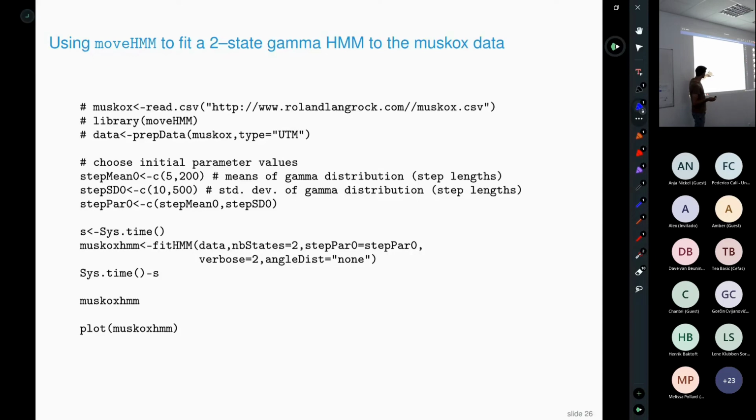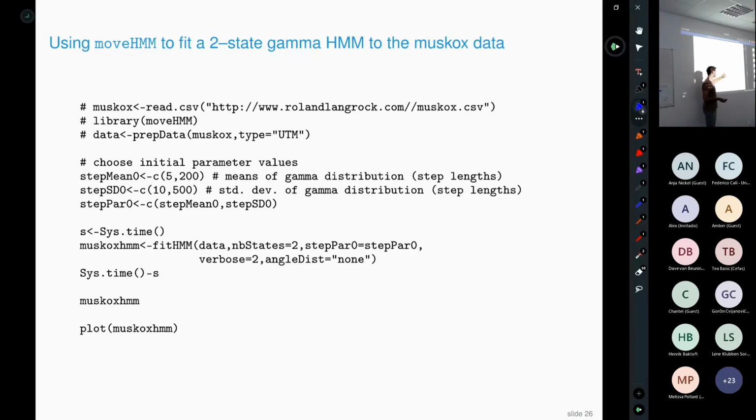And then we have this function fitHMM. You don't actually need this part, I'm just doing that to measure how long the estimation takes. But fitHMM is the function in moveHMM that will fit such a model to your data. So you pass on the data, you select how many states you want to have, so this is the number of states. This is the initial value, so here you plug in whatever you selected as the initial values. This doesn't matter, this is just about the output.